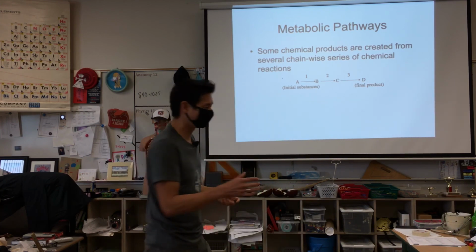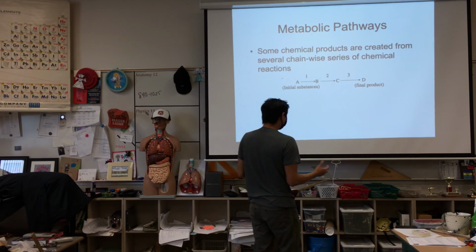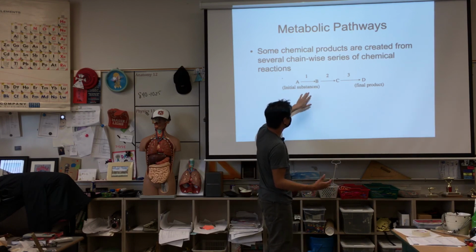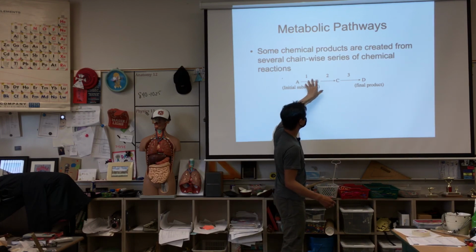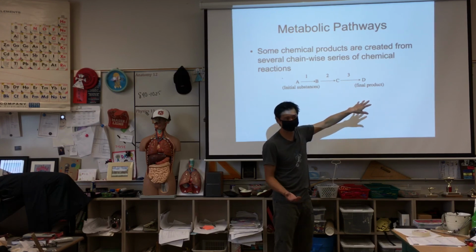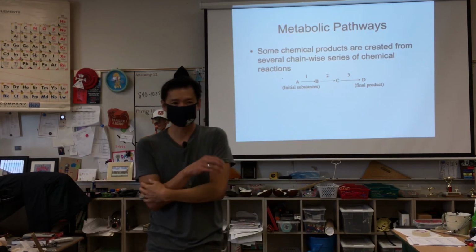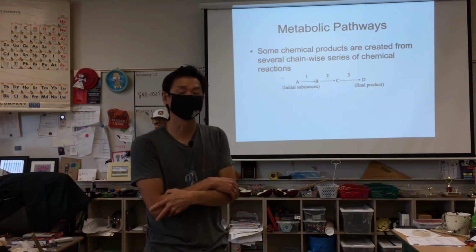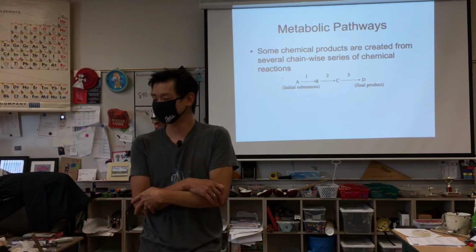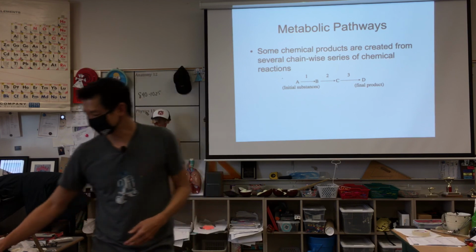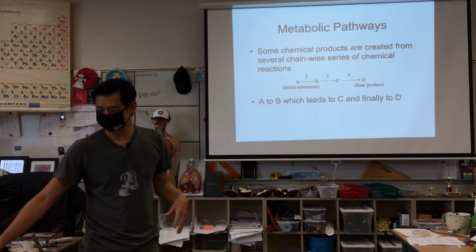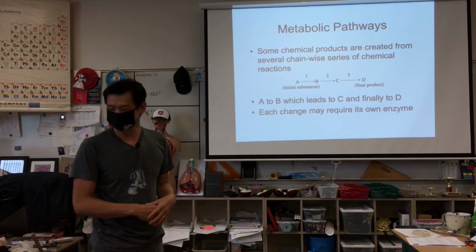But you can see if you have, I guess, a defective gene or something and it's not quite working, then you can kind of screw up the rest of the pathway as well. But most metabolic pathways are multi-step, requiring multiple enzymes. Okay? So just to summarize, A to B leads to C and finally D. Each change requires its own enzyme.